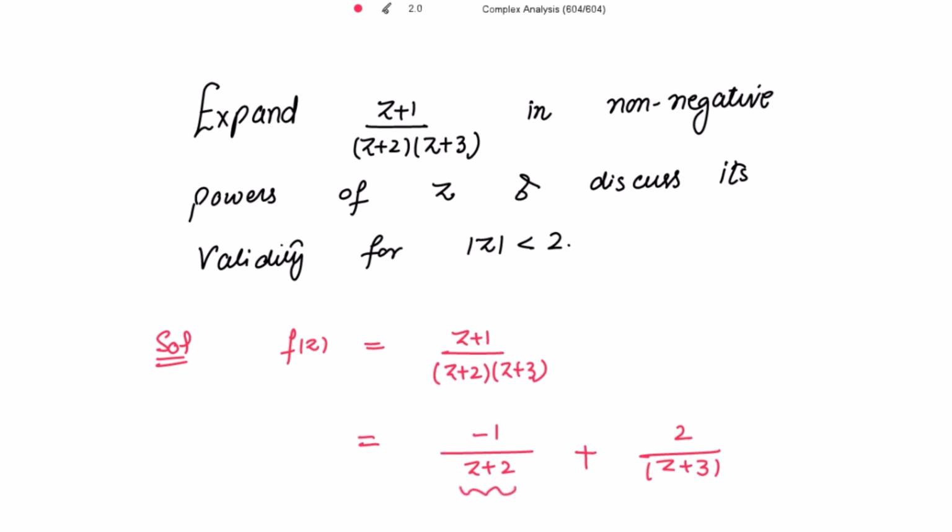Now from this denominator we take 2 common. From this denominator we take 3 common, because we need 1 plus something. When we take 2 common outside, we have 1 plus z divided by 2 in the denominator, right? We can expand this. Similarly for this, so let's take 2 and 3 common from the denominators. So further, this is equal to, let me write this term first, because of the negative sign.